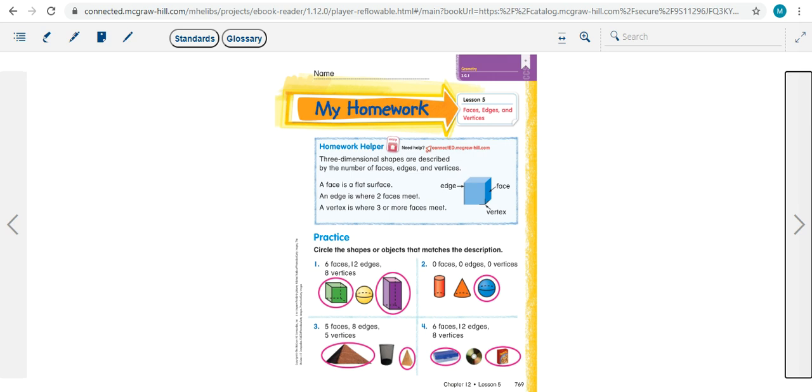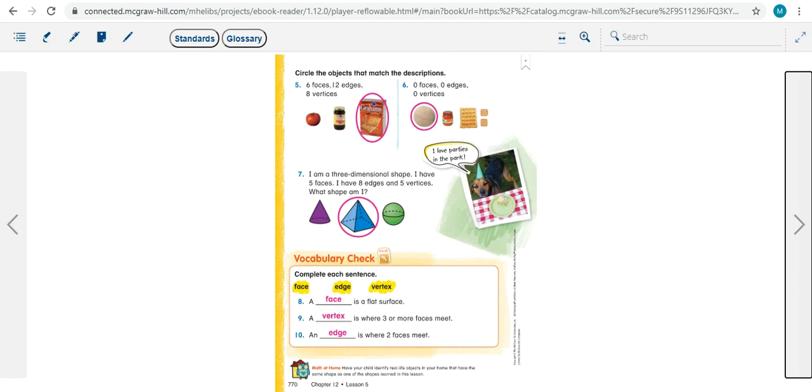Number 4, 6 faces, 12 edges, and 8 vertices. Remember, objects that have the shape of a cube or a rectangular prism have 6 faces, always, 12 edges, and 8 vertices. Next page. Circle the objects that match the descriptions. Number 5, 6 faces, 12 edges, and 8 vertices. Remember, rectangular prism, so the third one is the answer. Number 6, 0 faces, 0 edges, and 0 vertices is the watermelon.